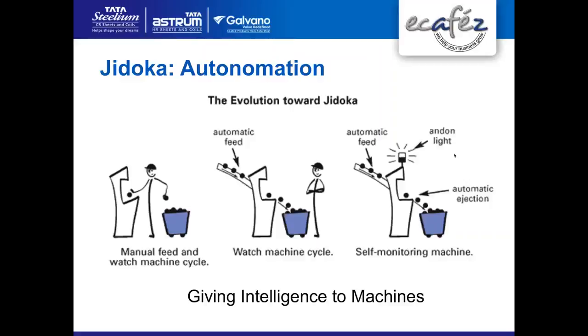It is believed in Japanese philosophy that human beings can err, they can make mistakes, but machines will not. As long as the machine is working properly, it will not make a mistake. How can it be done? By applying jidoka, giving some intelligence to the machine, it can perform.